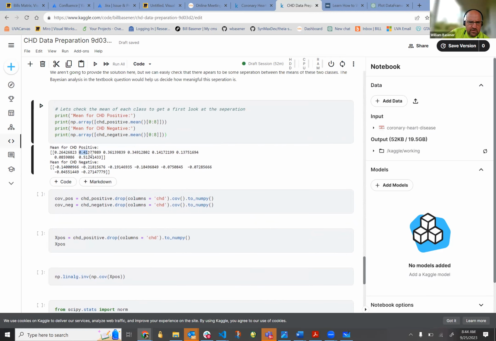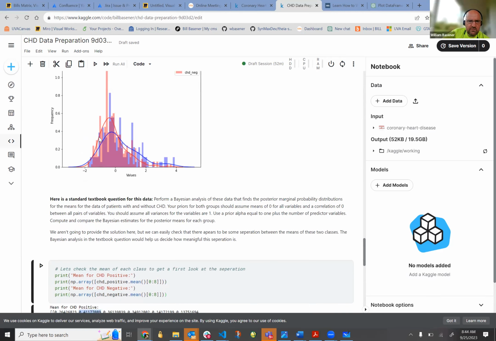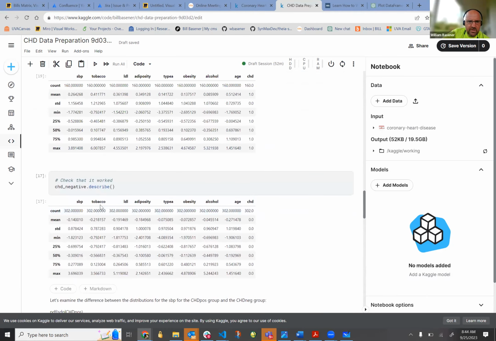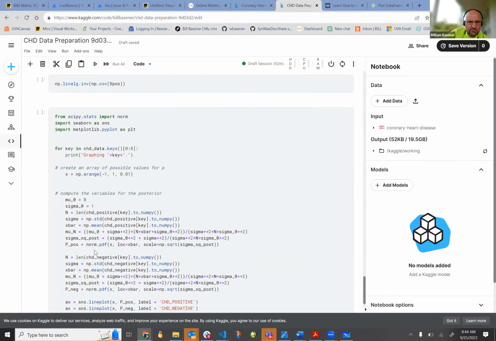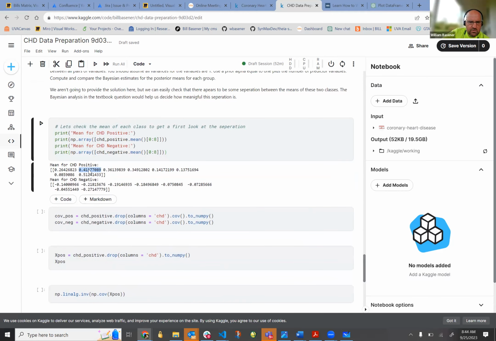Okay, let's look at the next one, and the next one is tobacco use. For a coronary heart disease person, it's about on average 4.11 kilograms per year. Coronary heart disease negative is 0.21. Again, that's a nice bit of separation, right? We saw this like 0.35 standard deviations difference was meaningful here. This is a little bigger separation, so that's probably meaningful, but not conclusive.